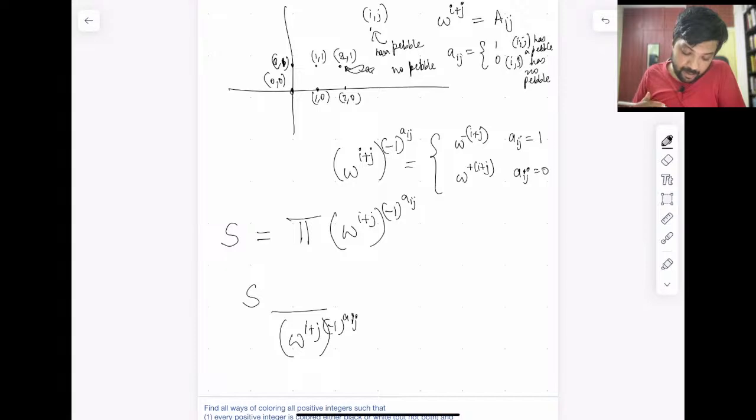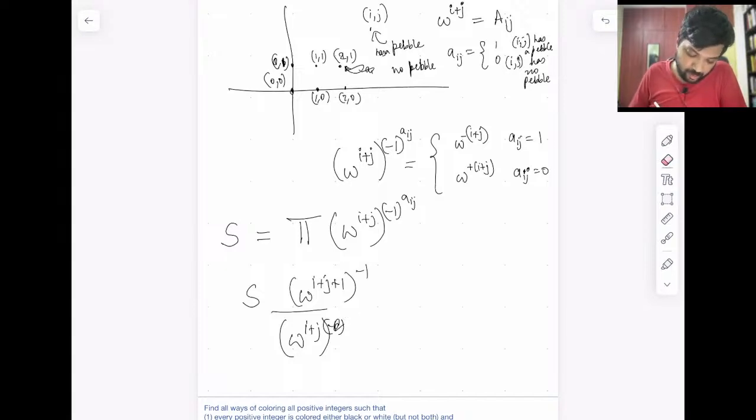Okay. But if you now place the pebble wherever it is, it will be i plus j plus 1, and of course there is no Aij. Aij is 1, we know already. So this is like minus 1, that also we know already. And here minus 1 power minus 1 power 2 you will get. So this will be S power omega power minus 2, which would be what? Omega power i plus j plus 1.